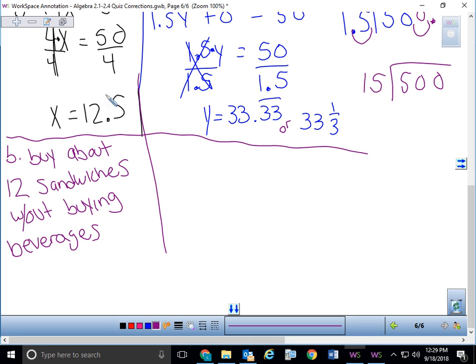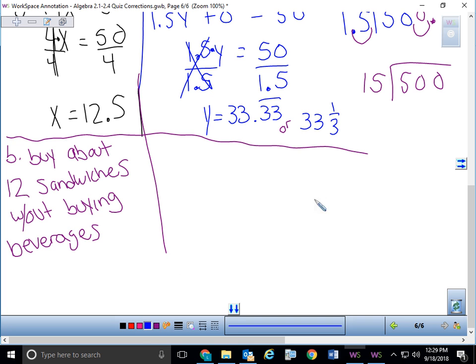I'm not rounding up to 13 because that would mean I have more money than I actually do. Buying 12.5 sandwiches isn't really realistic, but I could buy 12. I have enough money for at least 12. That's why I rounded down. But to interpret just means if I didn't buy any beverages, I could buy this max number of sandwiches.